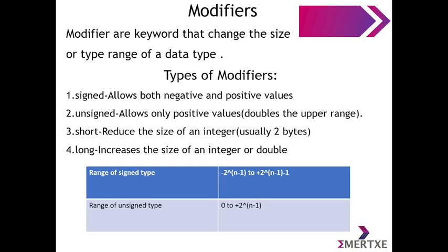The range of a signed type can be calculated like minus 2 to the power of n minus 1, to plus 2 to the power of n minus 1, minus 1. The range of an unsigned type is from 0 to 2 to the power of n, minus 1.